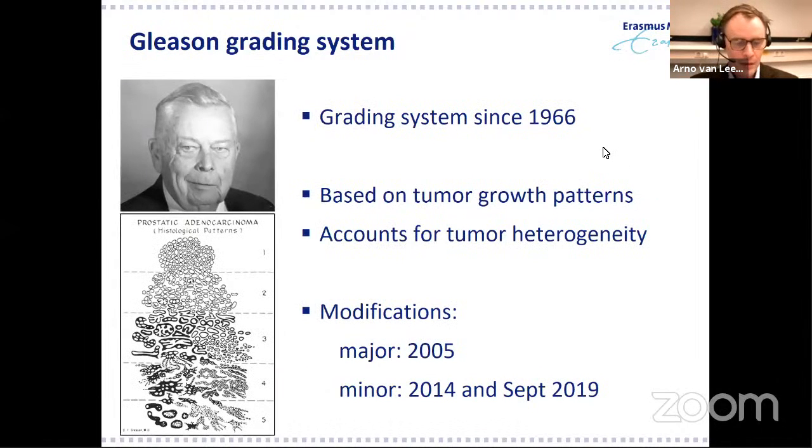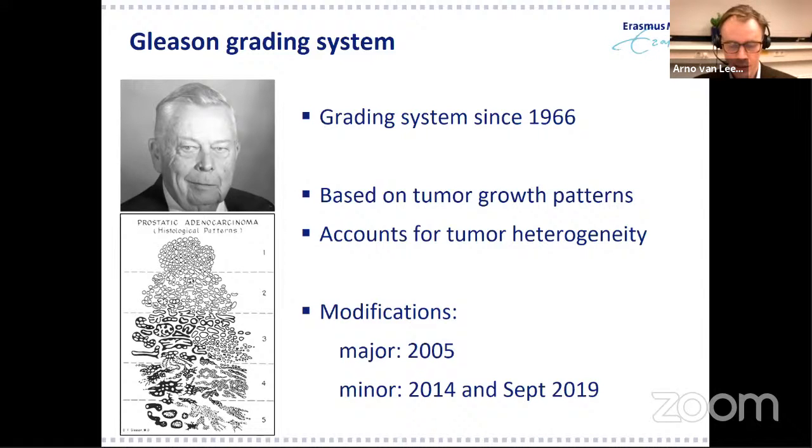The Gleason score has been a prostate cancer grading system for more than half a century now. And the Gleason grading system is unique for two reasons. At first, it takes into account tumor heterogeneity by adding separate Gleason grades. And second, it's only based on the assessment of tumor growth patterns.